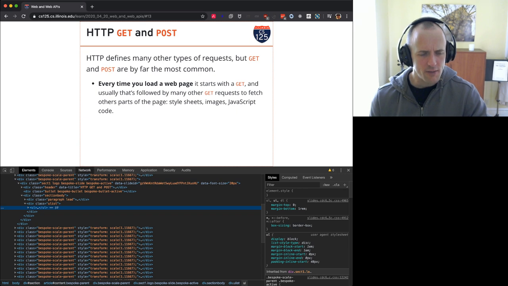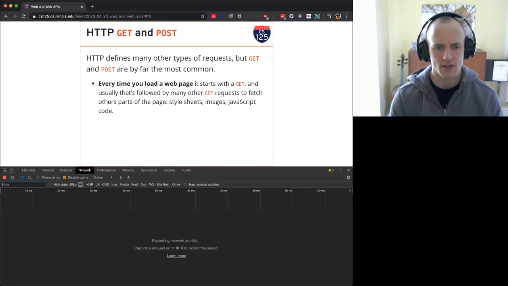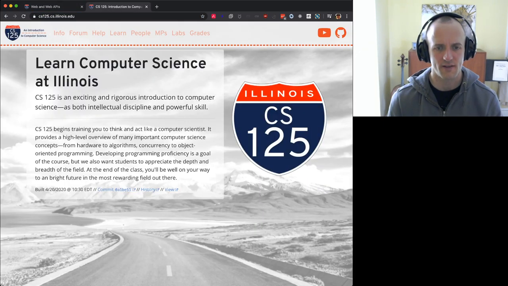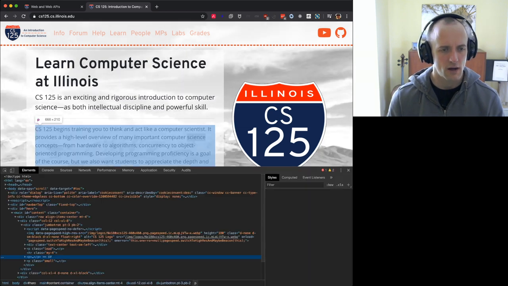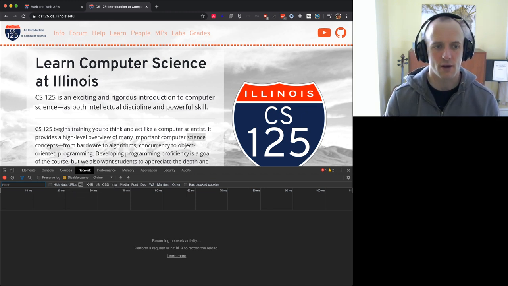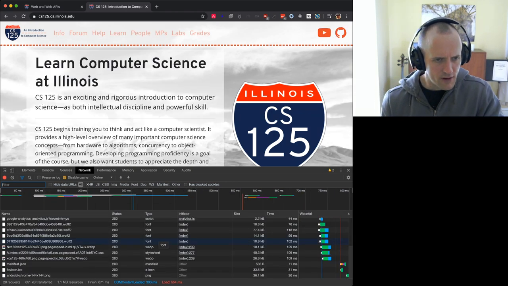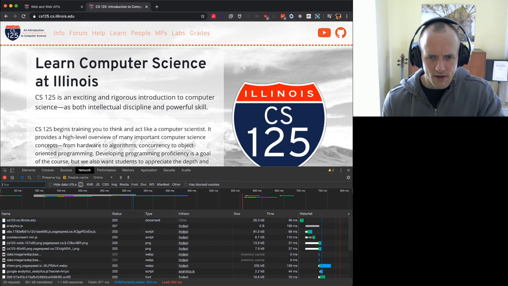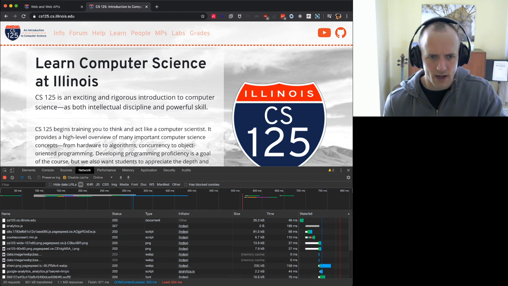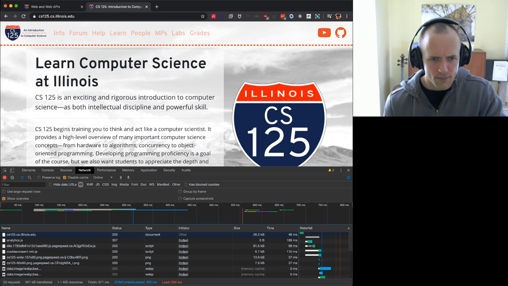So one of the things I'm going to do is go over here to the network tab. Actually, let me open this up on a different tab where we're loading a slightly different website. Okay, so let's go to cs125.cs, open up the inspector, go to the network tab. Now what you'll see is that there are no requests recorded so far, but I'm going to reload the page, and now we'll see what happens. There are all these requests. There's usually a way to get it to show you header options, method. Okay, here we go.